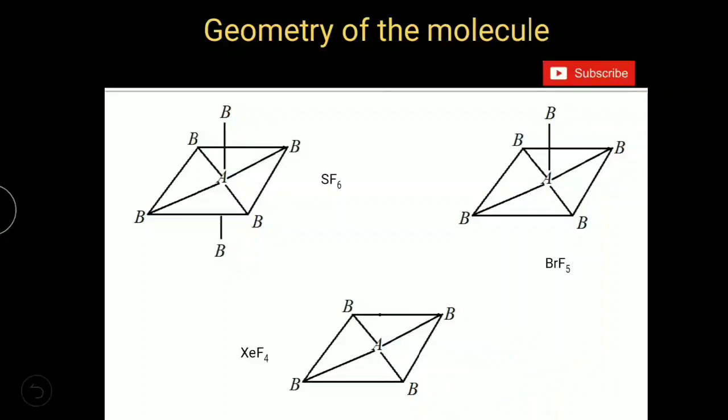So like this, you can predict the shapes of the molecules using steric number.